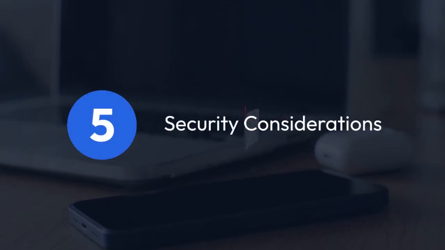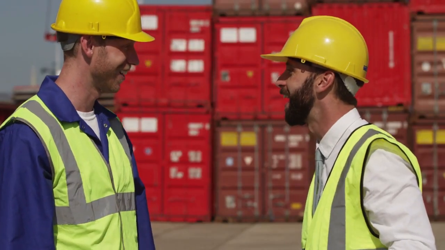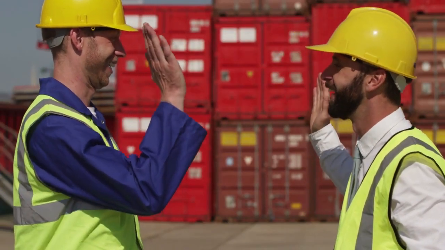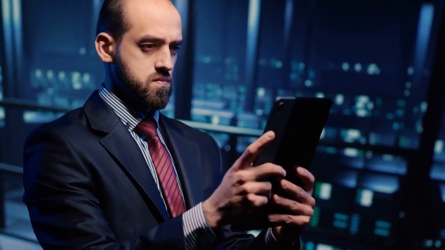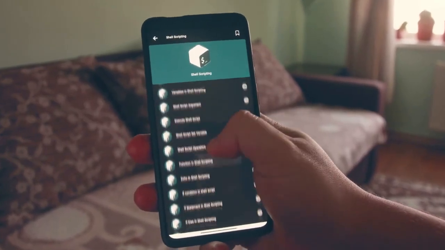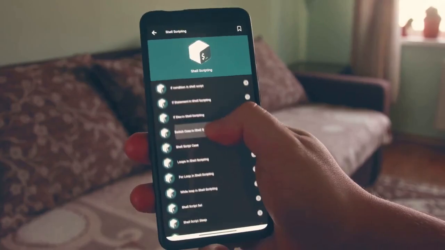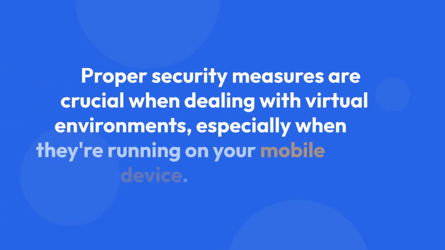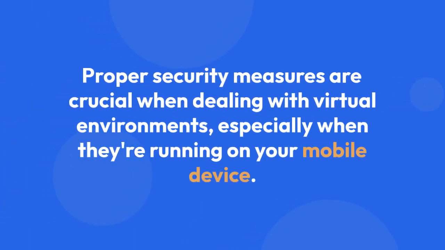5. Finally, let's discuss security considerations. Running a VM with Docker requires careful attention to security. Make sure your chosen Linux distribution and Docker installation are up to date and patched. Restricting network access to only necessary ports will also enhance security and limit potential vulnerabilities. Remember that proper security measures are crucial when dealing with virtual environments, especially when they're running on your mobile device.